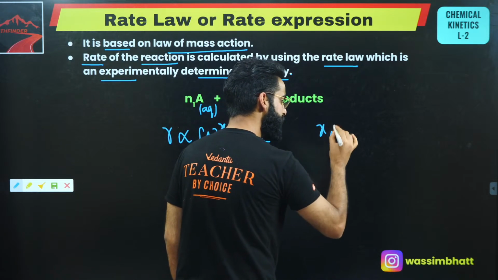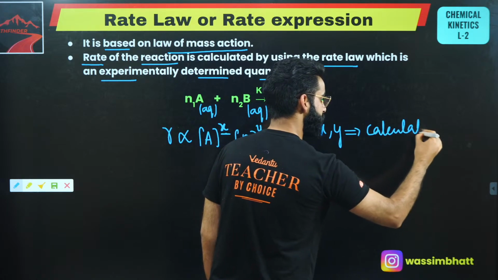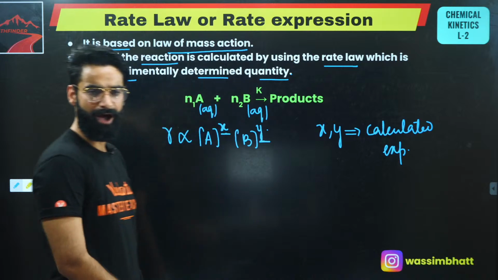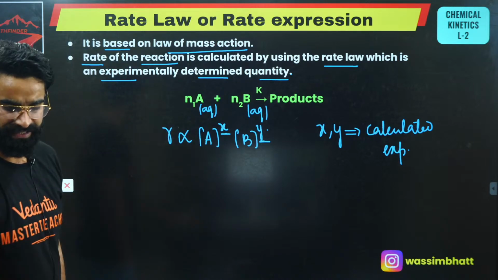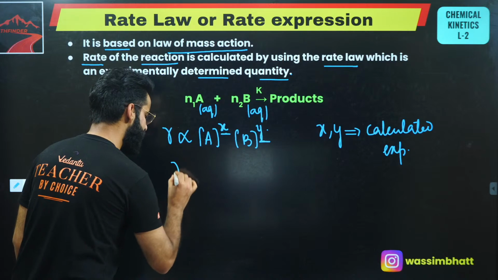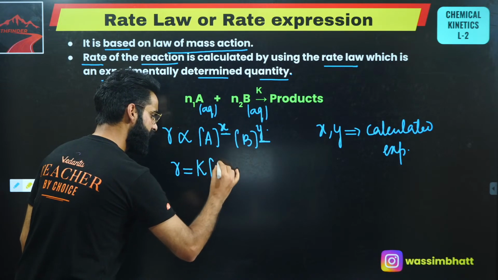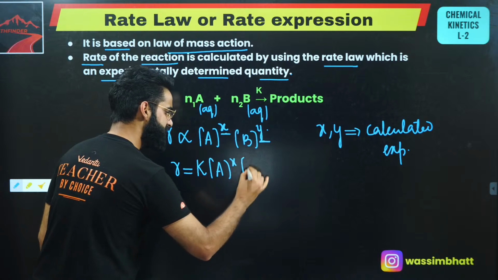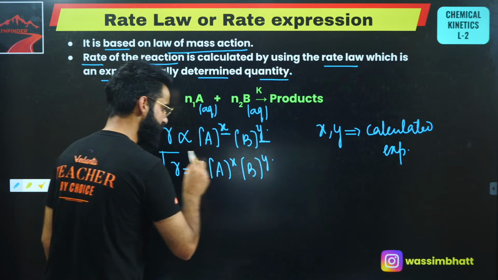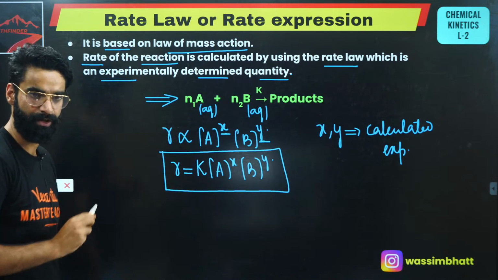This X and Y are basically calculated experimentally, and in the upcoming sessions I'll show you exactly how X and Y are calculated experimentally. Now, if I remove the proportionality sign, I'll write R is equal to a constant K multiplied by the concentration of A raised to the power X multiplied by the concentration of B raised to the power Y. So this is what I call the rate law for this balanced chemical equation.